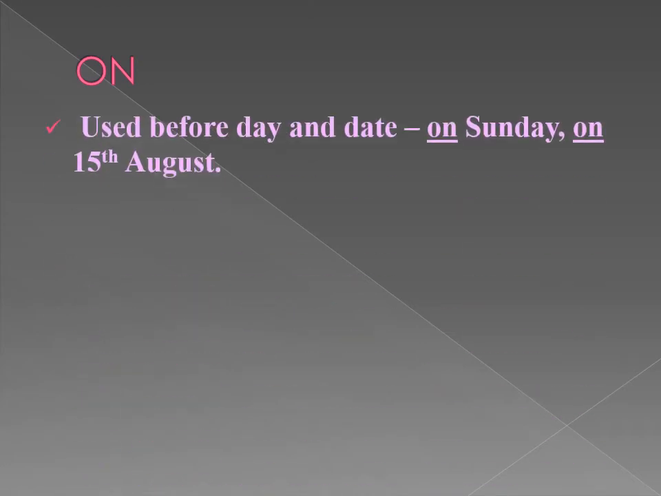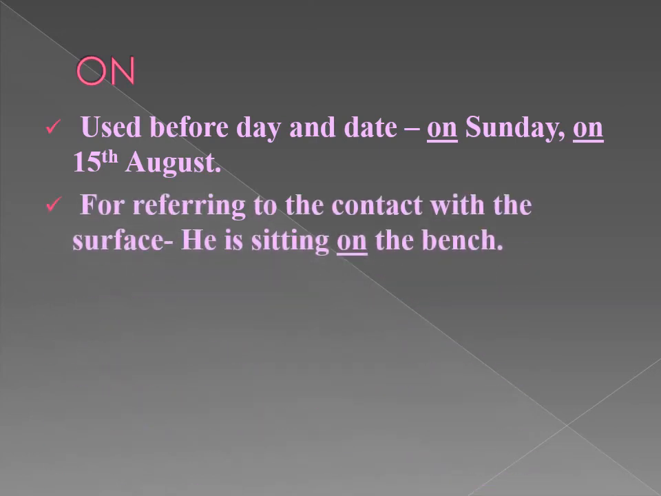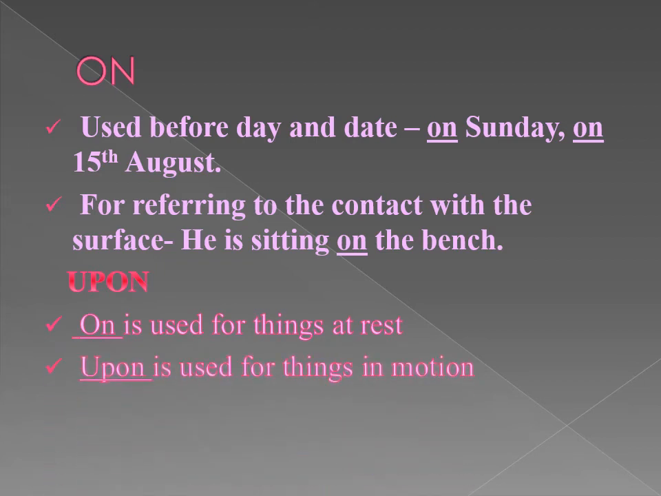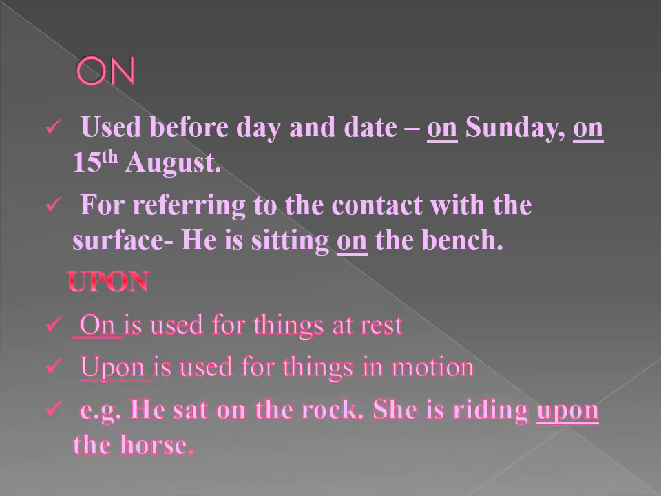Uses of the preposition on. Used before day and date. For example, on Sunday, on 15th August. For referring to the contact with the surface. He is sitting on the bench. Uses of the preposition upon. On is used for things at rest, whereas upon is used for things in motion. For example, he sat on the rock, she is riding upon the horse.